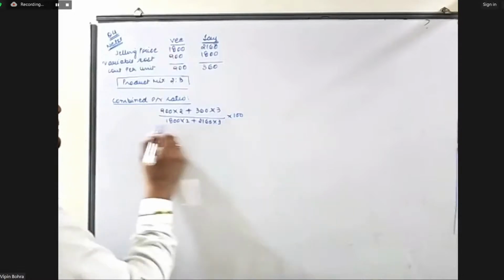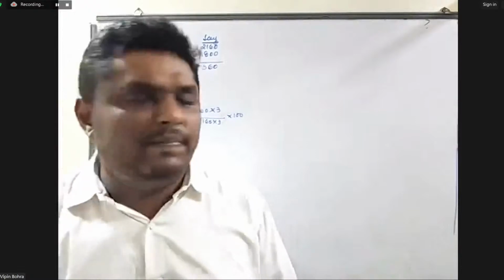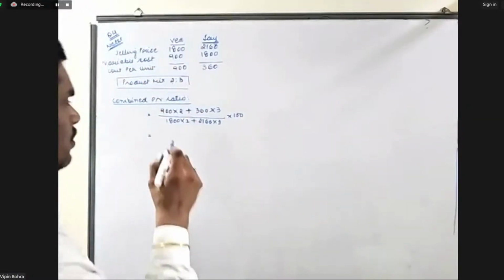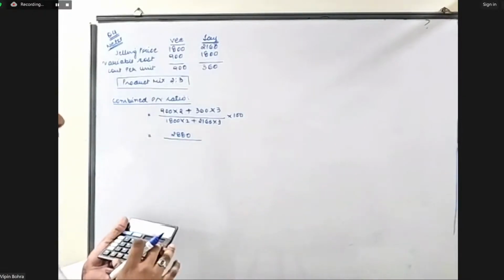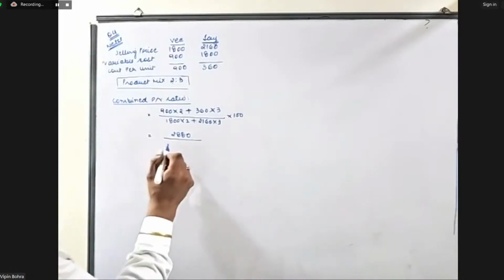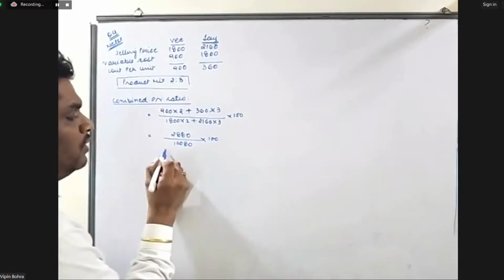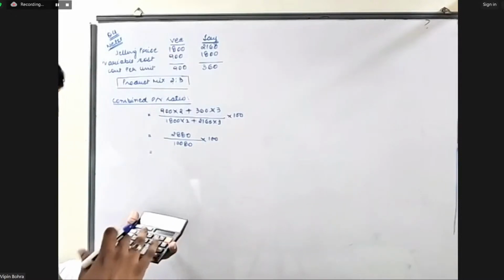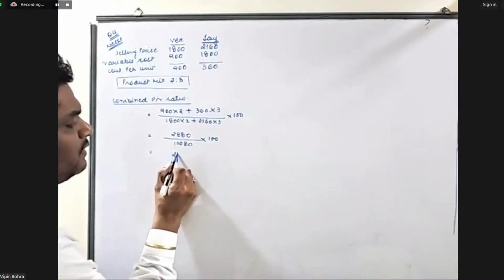Into 100. So this will be 1800 plus 2880, whole divided by 10080, into 100. So we will get the combined PV ratio, that is 28.57%.